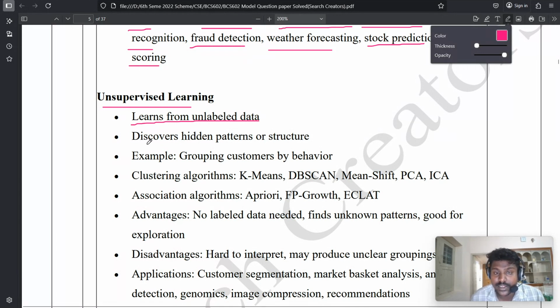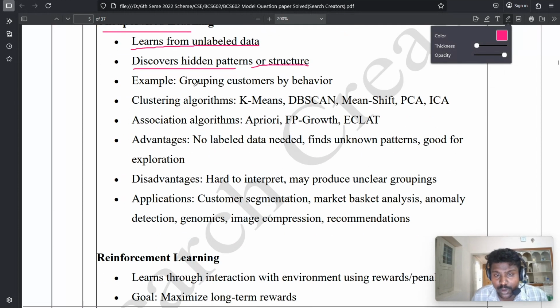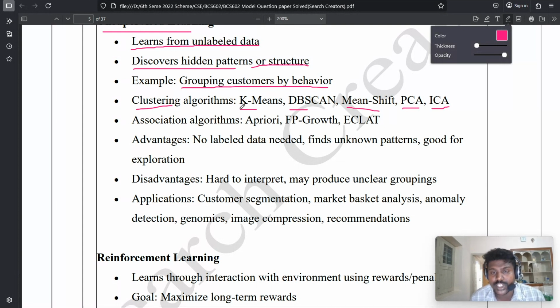And next, it discovers the hidden patterns or structure. An example is grouping of customers by behaviors. Clustering algorithms are K-means, DBSCAN, mean shift, PCA, ICA. I hope you know all these algorithms; you can read them from the first module in regular classes.